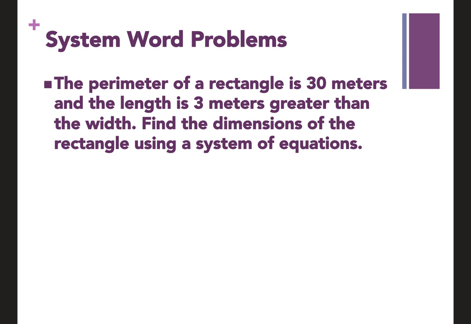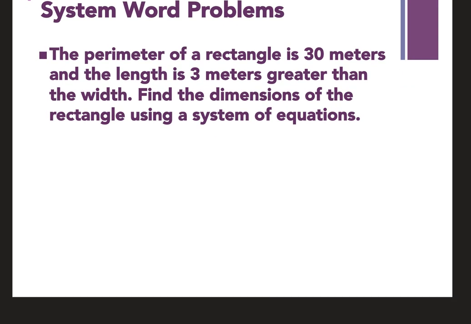So again, with systems of equations, you'll see word problems dealing with perimeter, you'll see word problems dealing with area, you'll see word problems dealing with lots of different situations in which you can set up a system of equations. So this one says the perimeter of a rectangle is 30 meters and the length is 3 meters greater than the width. Find the dimensions of the rectangle using a system of equations.